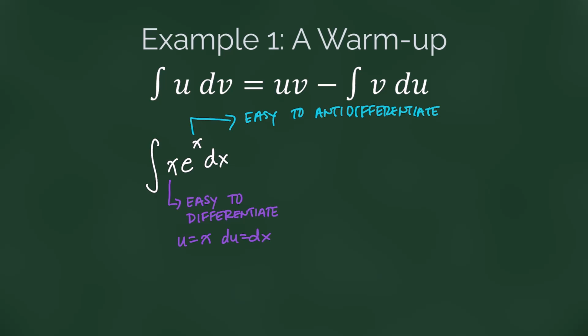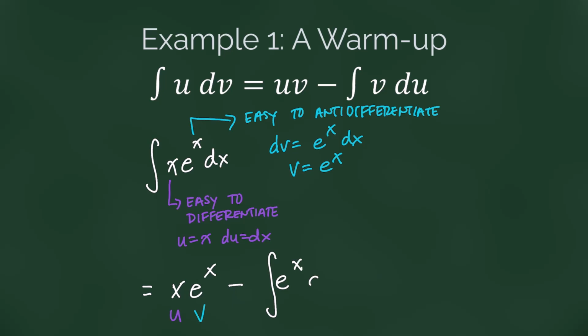So we'll set dv equal to e^x dx, and we'll take an antiderivative to get that v is equal to e^x. Now we'll plug in our component parts. We start off with x e^x, which is u times v. We'll subtract from that the antiderivative of e^x dx, which is v times du.